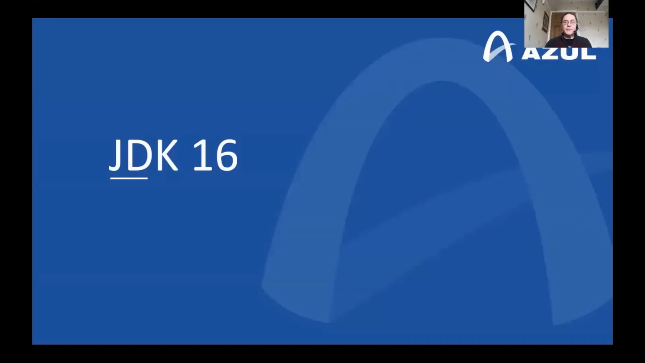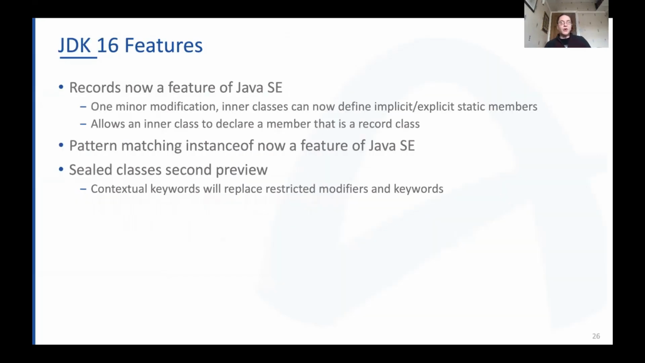Finally, just briefly talk about JDK 16 because this is coming out later this month. And not really that much in here. Records is now a feature of Java SE, so it's no longer a preview feature, it's now a full feature. One minor modification where they've clarified things, so inner classes can now define both implicit and explicit static members. And the impact of that is it allows an inner class to declare a member that is a record class. So that will work. Pattern matching instanceof is now a feature of Java SE, so there are no changes needed from that. It's now been moved from preview feature to full feature.